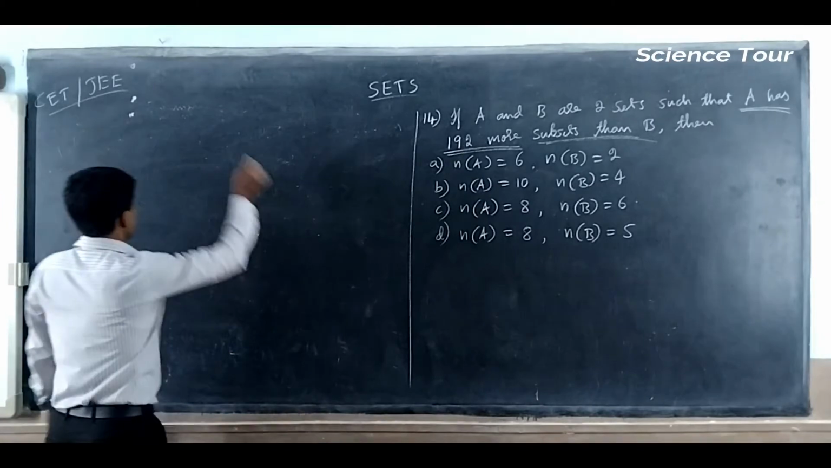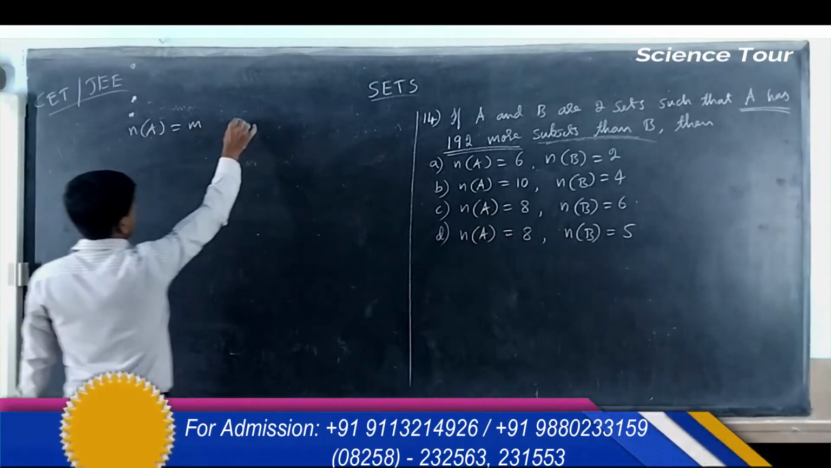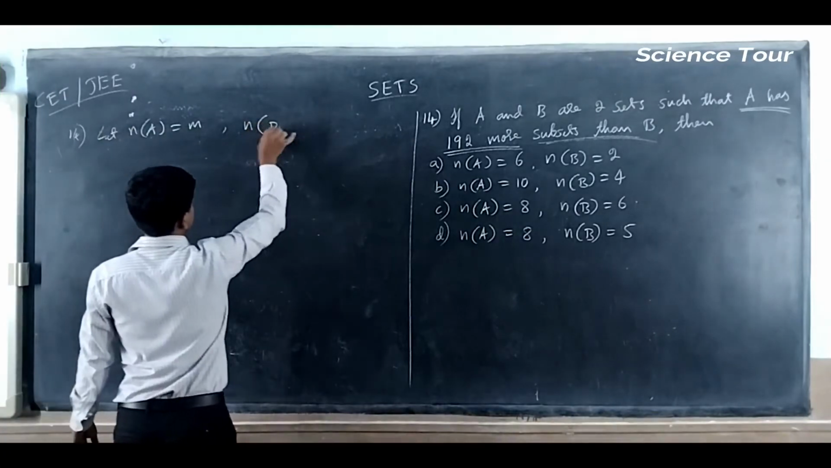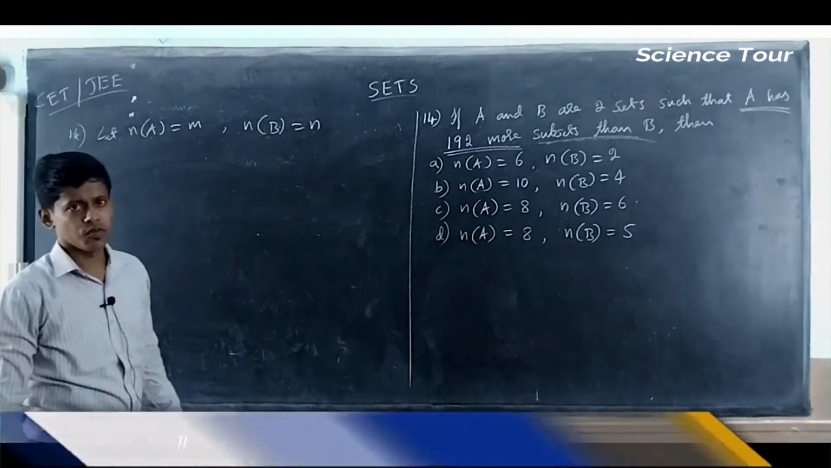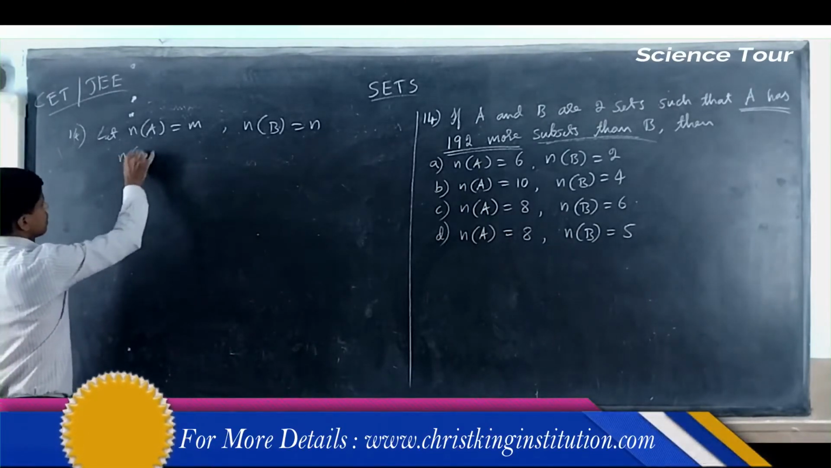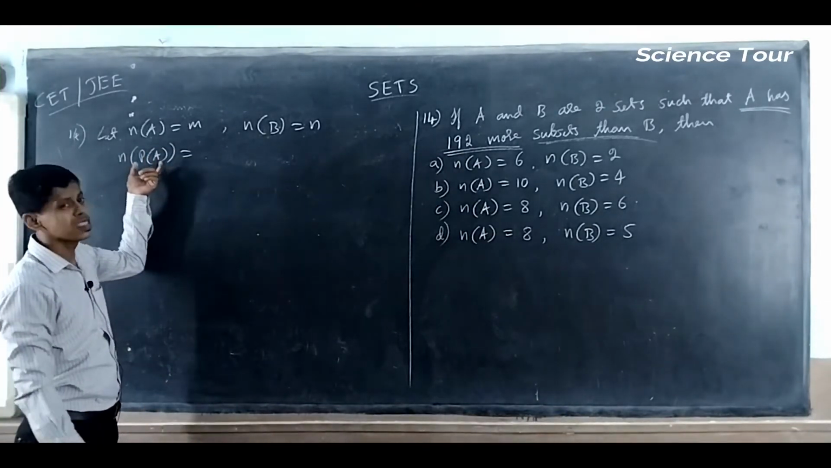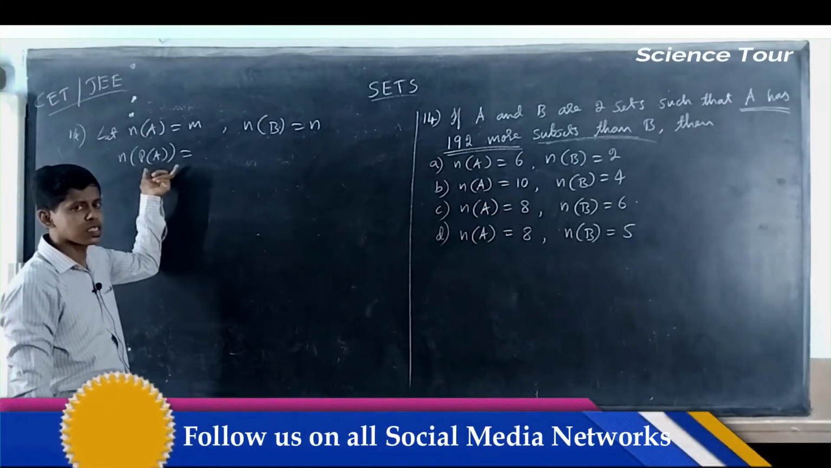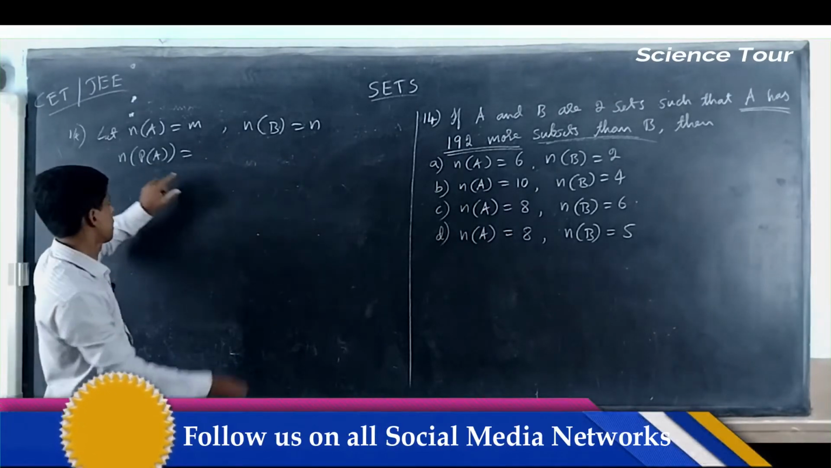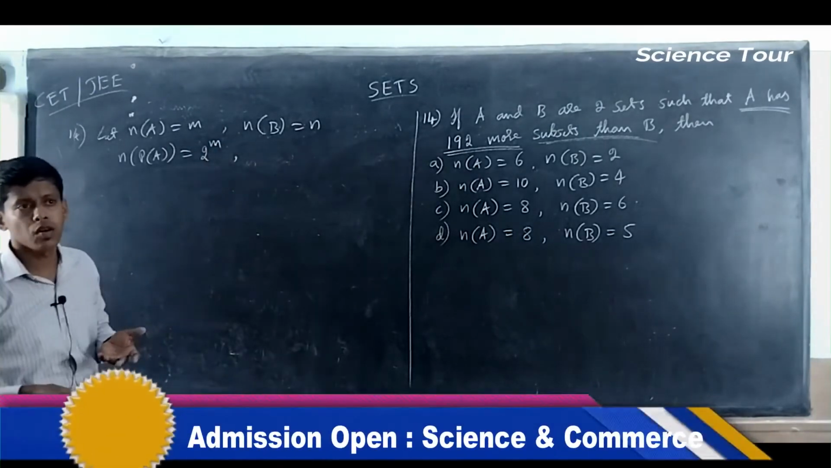Now, what is n of A? We do not know. Let me take it as m, and n of B, let us take it as n. Now what is the number of elements in the power set of A? That means number of subsets. What is the power set? Set of all subsets. Number of elements in the power set is nothing but the number of subsets. So that is 2 raised to m. That is the formula we have to find the number of subsets.